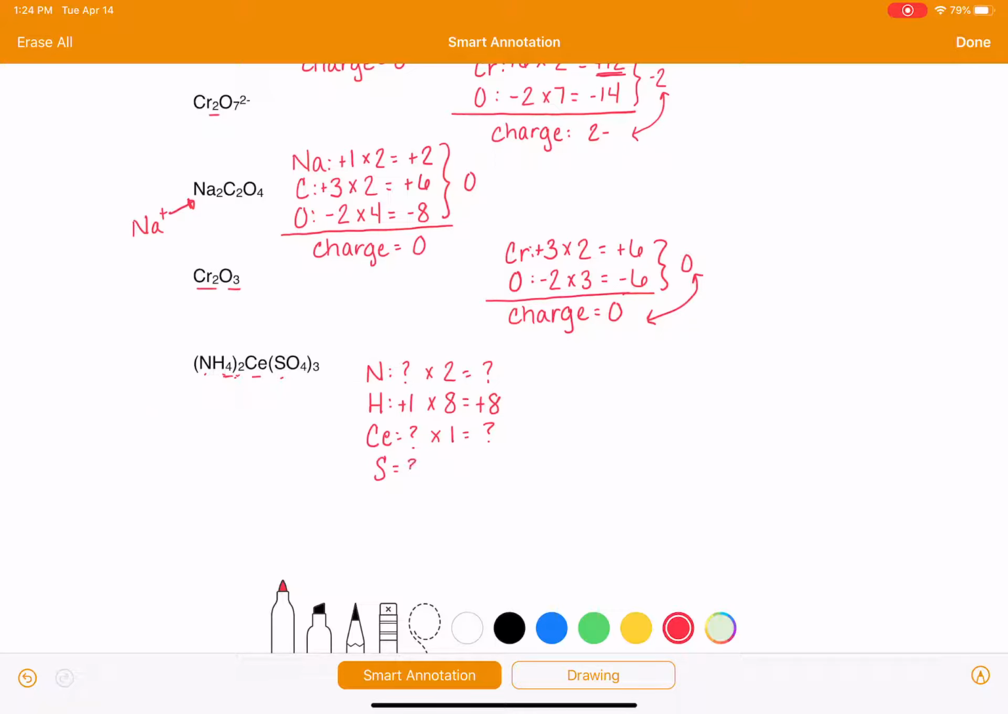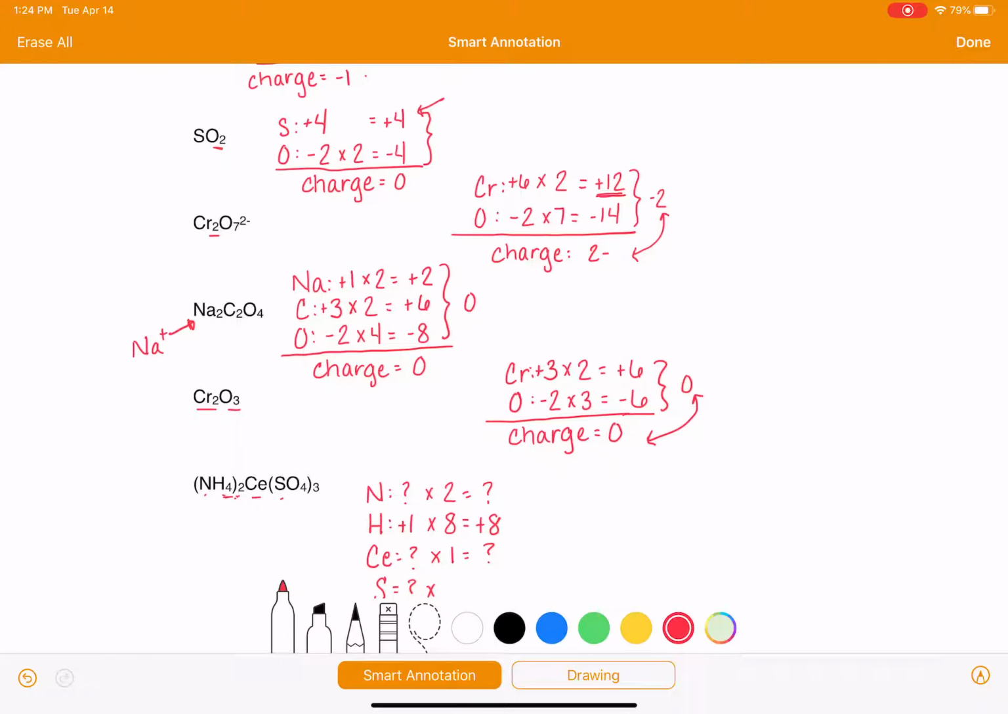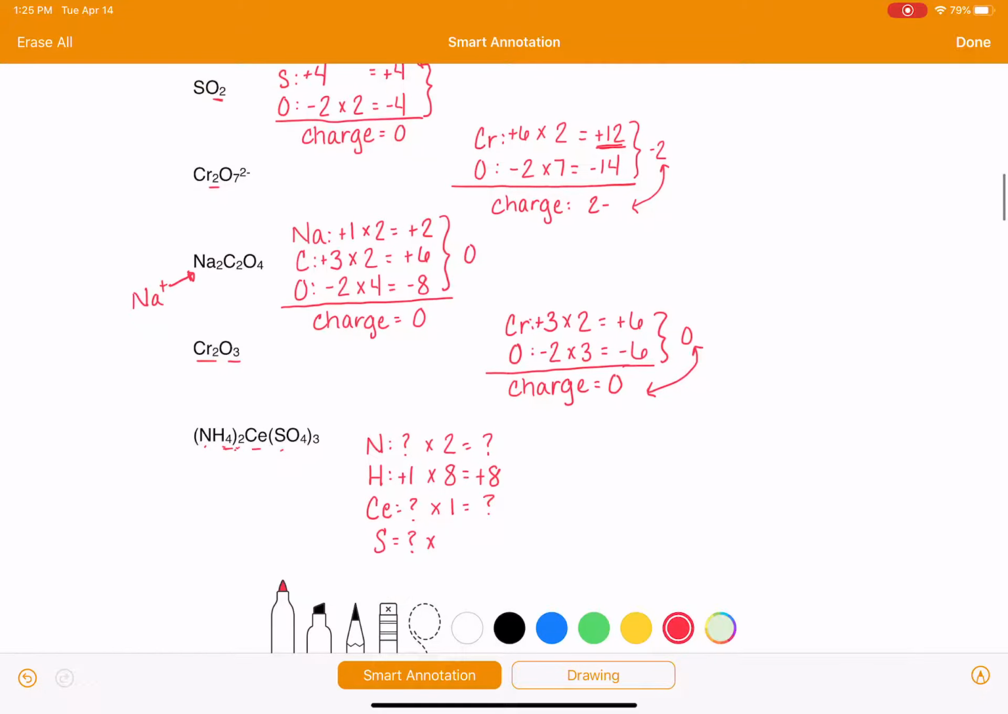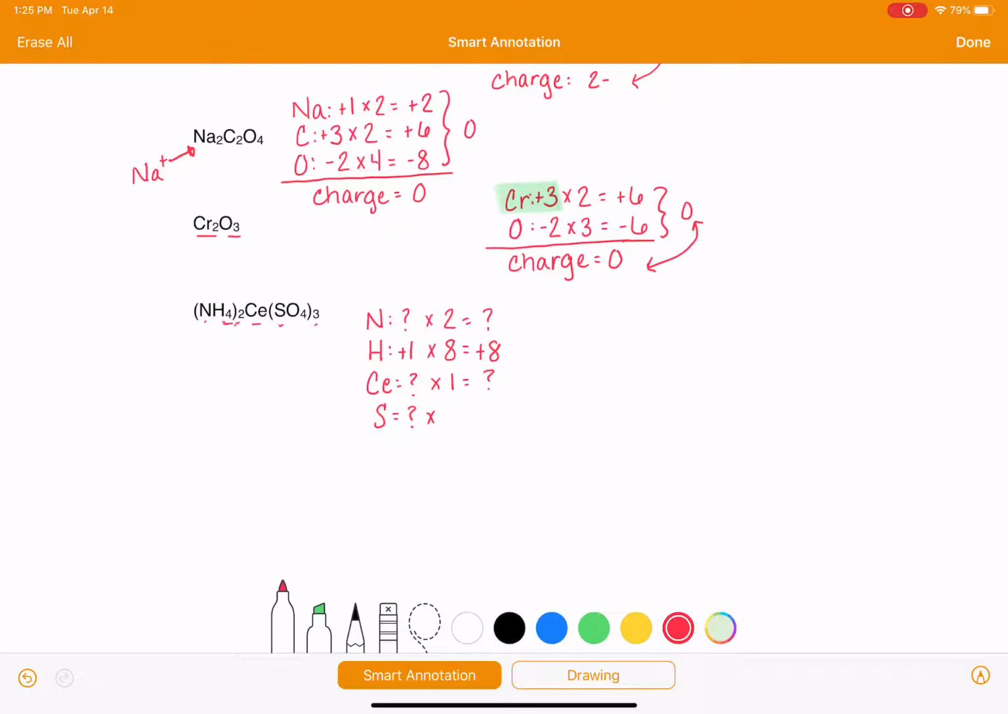Sulfur, we don't know. Remember that even though we've had other problems on here with sulfur, like up here, where sulfur was a +4, the oxidation number for an element is not always exactly the same. So sulfur could be a variety of different things. Like here, for example, chromium was +6, and down here it's +3. So it changes. So we don't know for sure what sulfur is. How many sulfurs do we have? We have 3 sulfurs. Oxygen we know is -2. We have a total of 12, so altogether that's a -24.